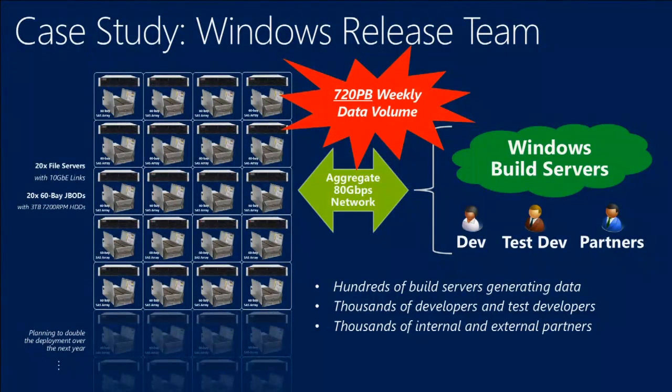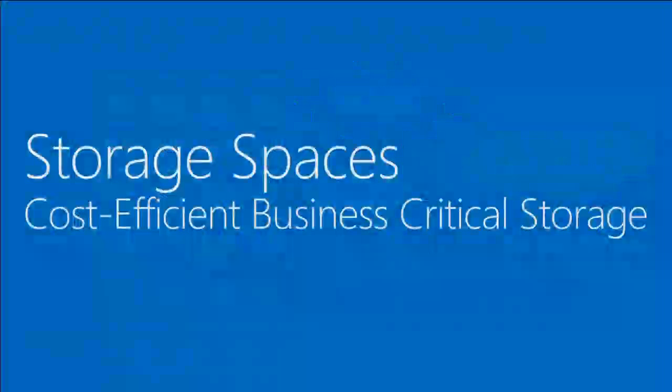720 petabytes. That's an unimaginable amount of data in just a week. And in fact, with Spaces, they actually plan to double this deployment over the next year. They plan to put even more data on here. And this is only possible because they're using commodity components, because they're able to drive the cost down so much further than their previous deployment. $1,350 per terabyte to $450.